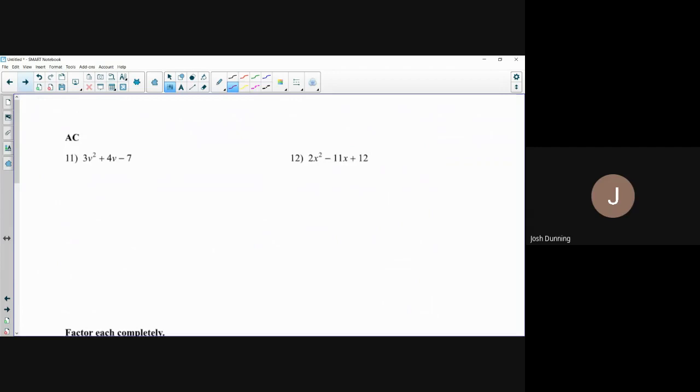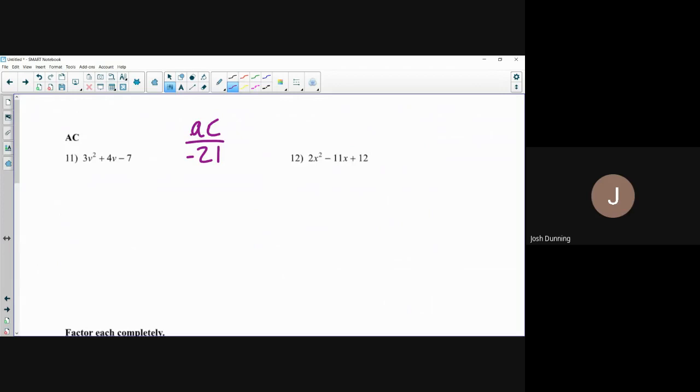All right. AC factor. So the first step, multiply 3 times -7. 3 times -7 is -21. I need two numbers that multiply to 21. It's negative, so one's a positive, one's a negative. So it's like they'll subtract to 4.